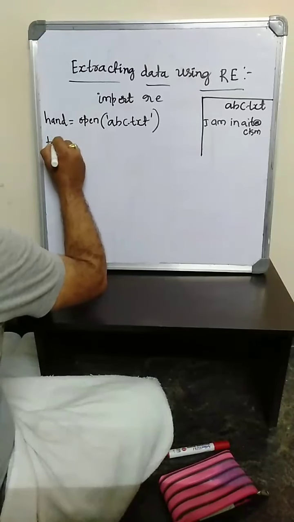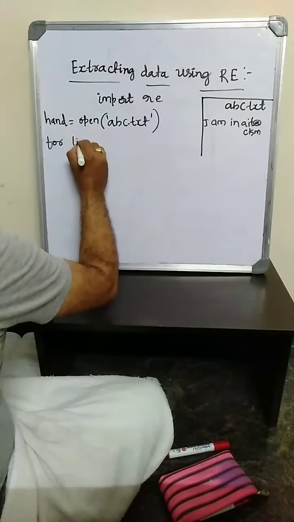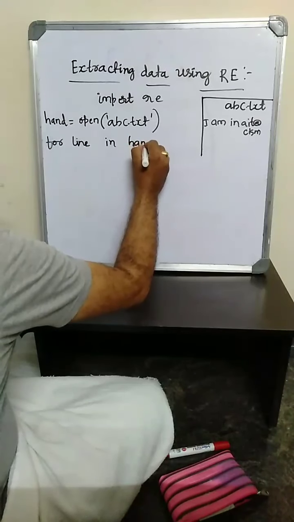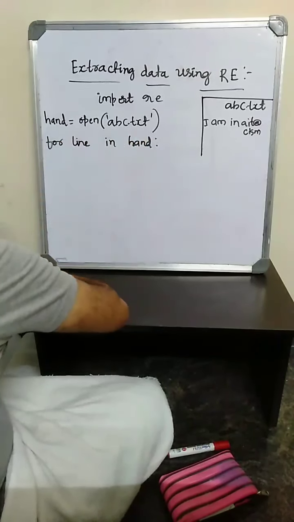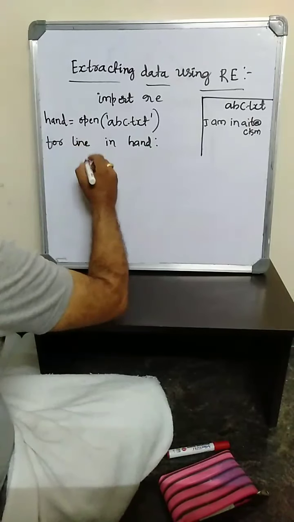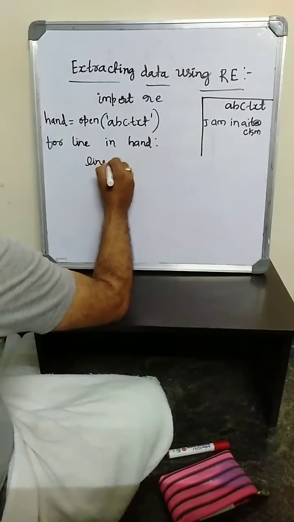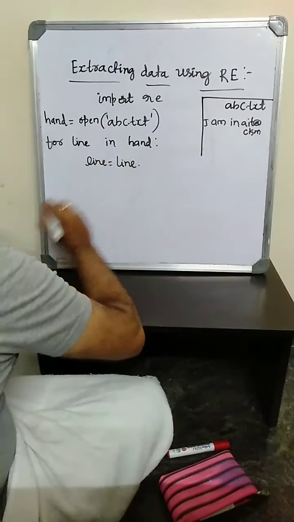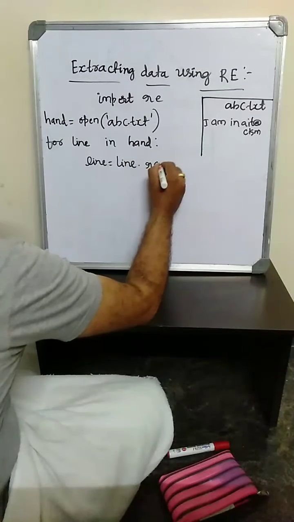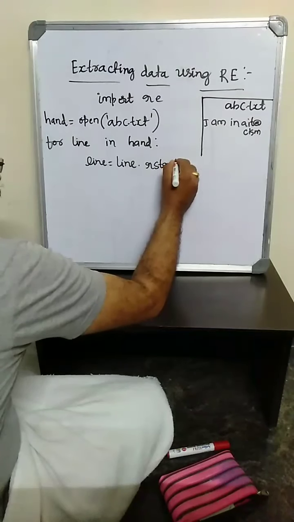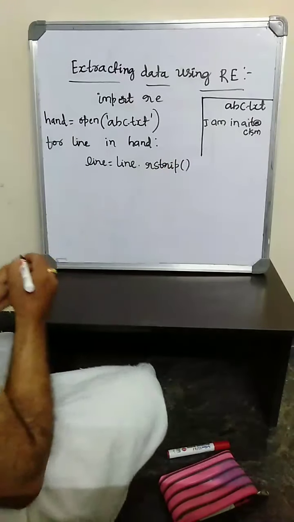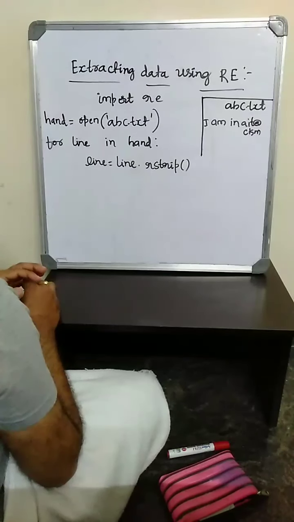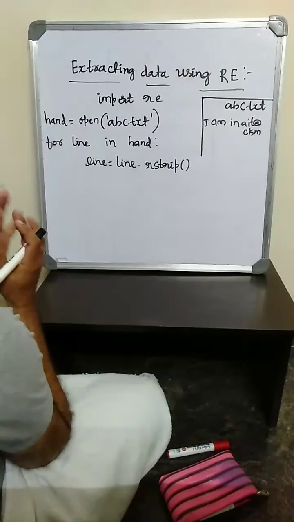Now what I have to do, I have to take here a loop. So I will take for line in hand. Okay. And then if there are some unnecessary white spaces, then I can take line is equal to line dot rstrip. Okay. Unnecessary spaces, more than one space, that you may find in your text file, may be neglected.